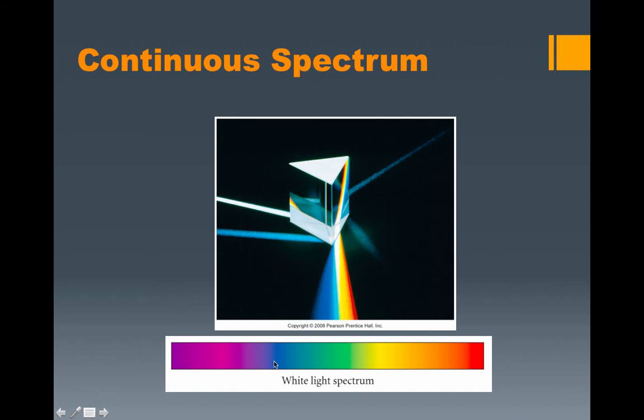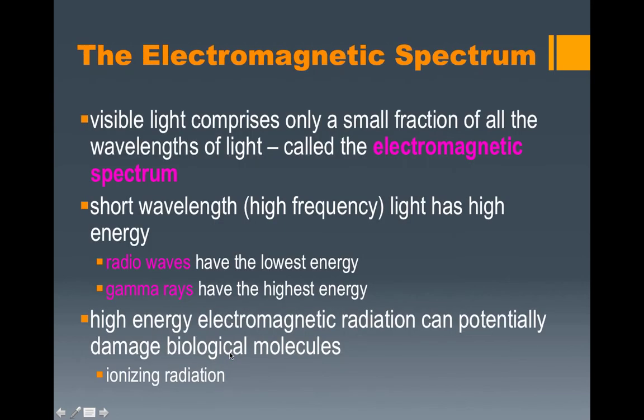Again, white light is what we call a continuous spectrum. A rainbow is a continuous spectrum. If you notice, the colors all blend. There is no wavelength and frequency not represented here in white light. All the colors blend together, and that's what we call a continuous spectrum.